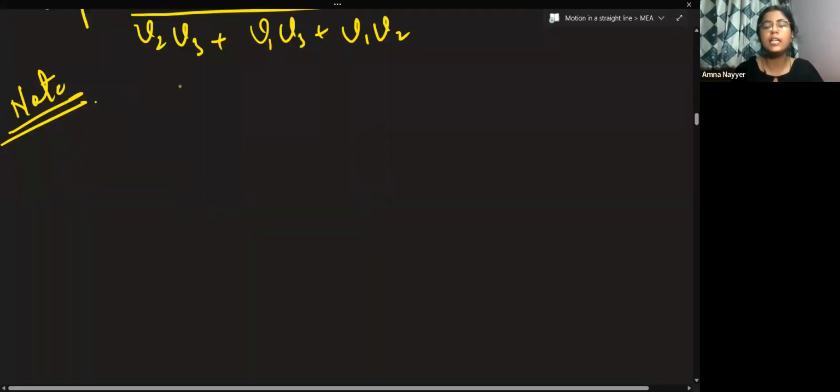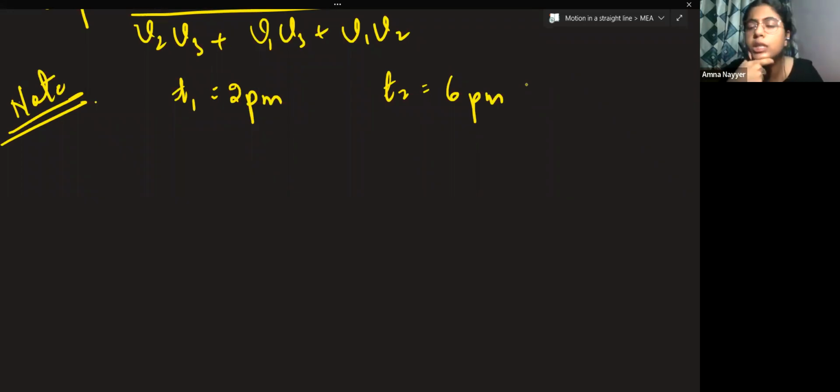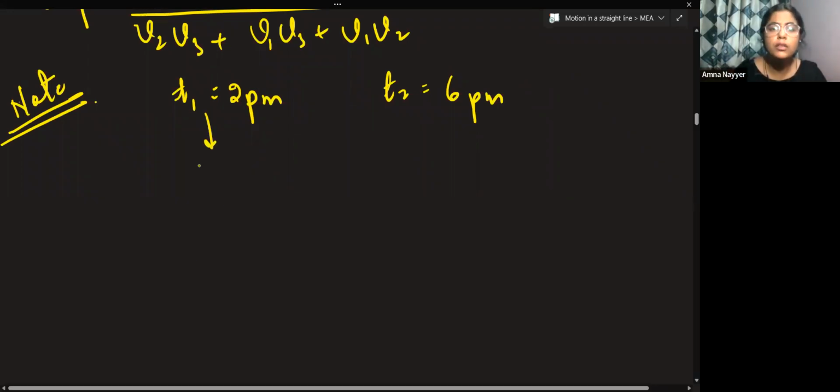Now, time interval and time instant. Say at t1, at some point, I have seen the watch and the time is 2 p.m. And after 4 hours, let's say I have seen the time again, that is 6 p.m. Now, t1 was what? At a particular moment, I saw the time, that was 2 p.m. So this means this is an instant. At this specific time, the time is 2 p.m.